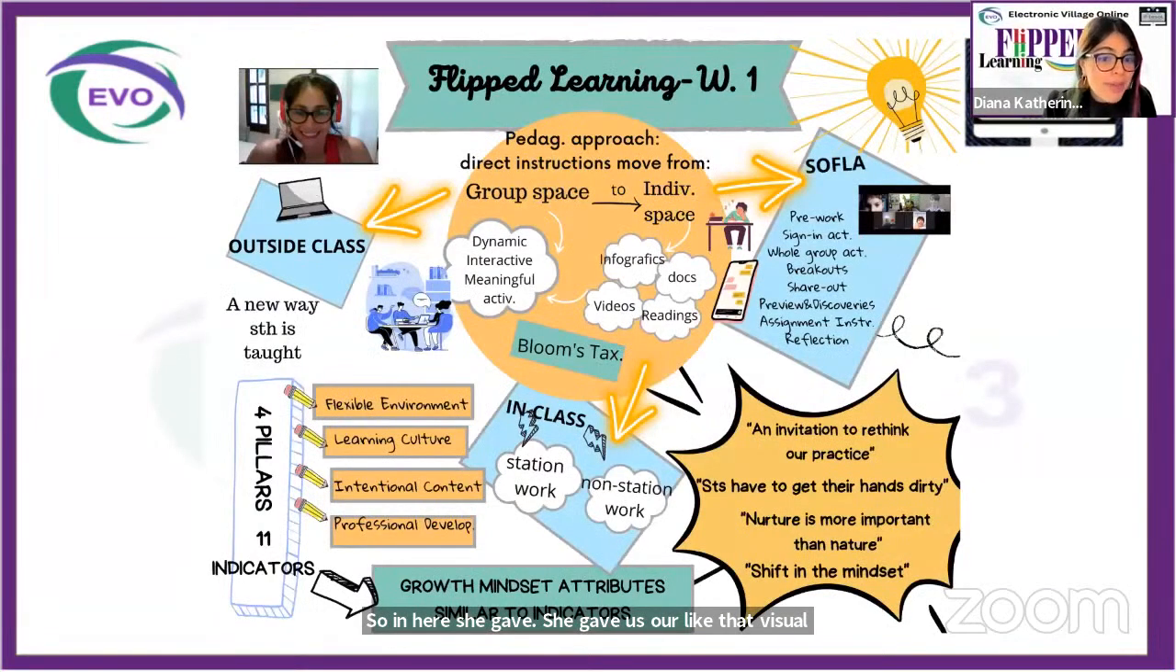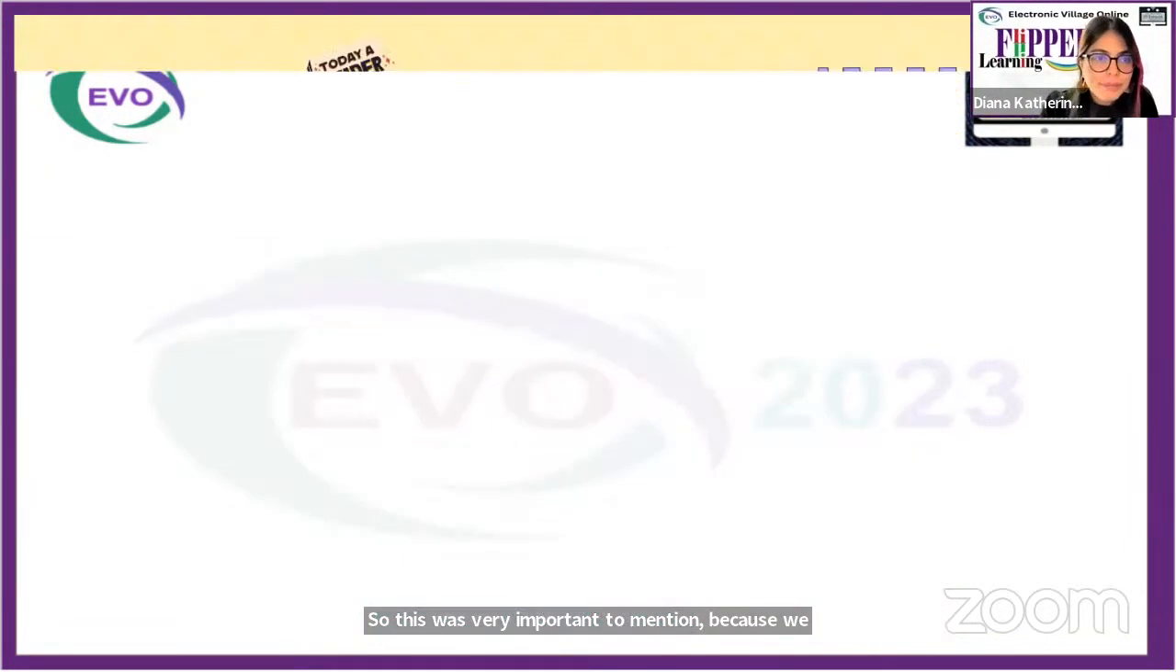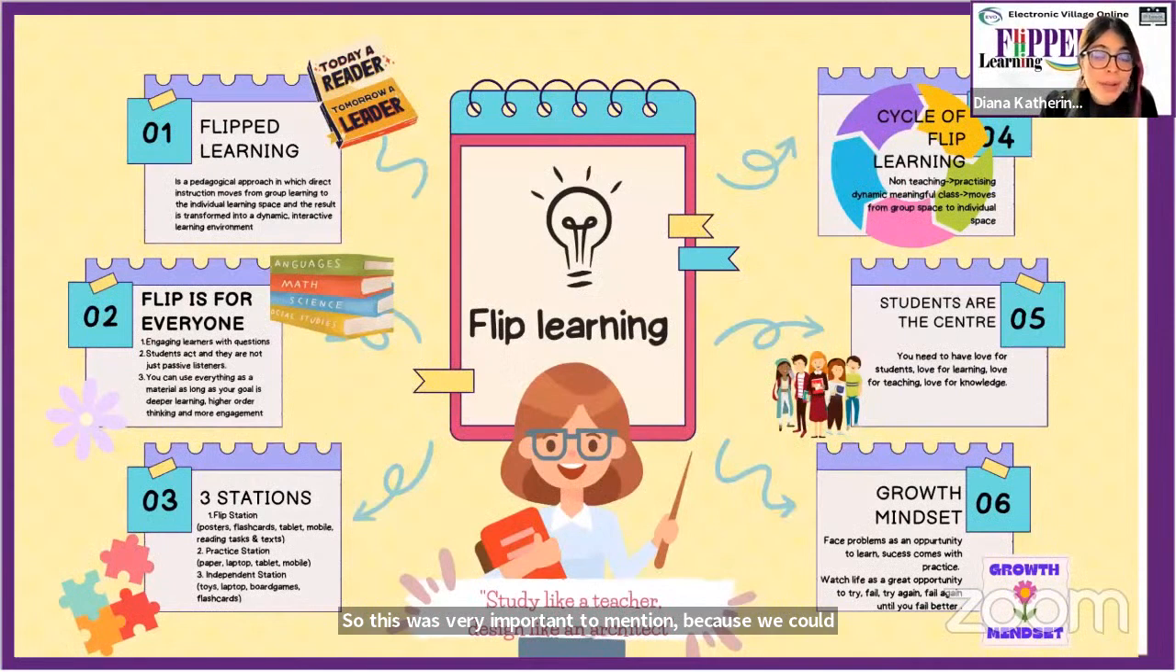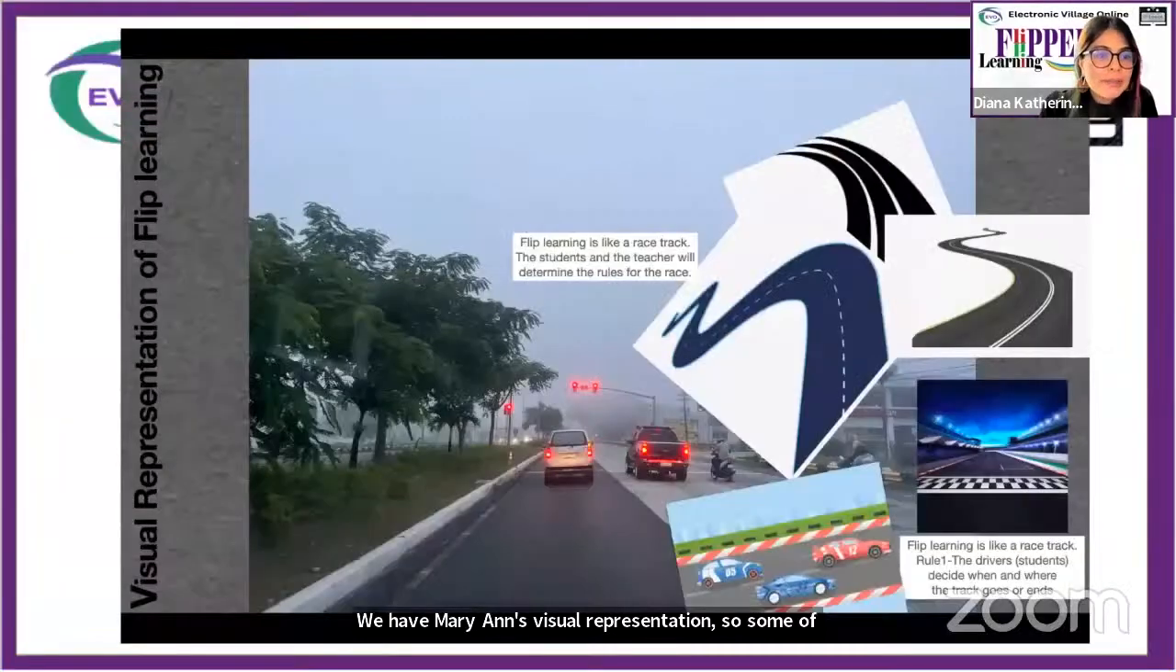Now we have Viviana's visual representation. We really like this one because this is the second year for her participating in our course. So this was very important to mention, because we could see a little bit more of connections in here. We have Marianne's visual representation. So some of them understood right away what was underlying behind flipped learning.